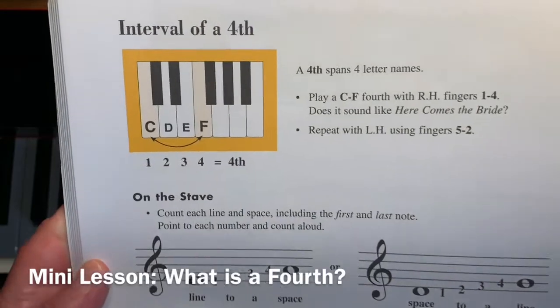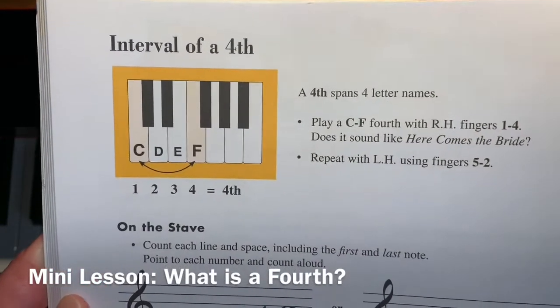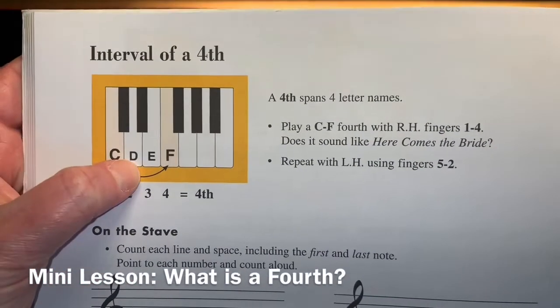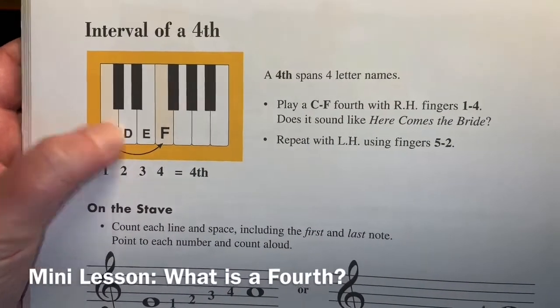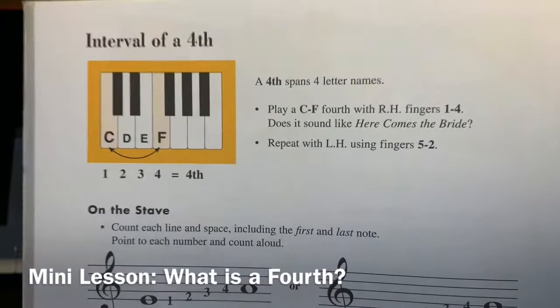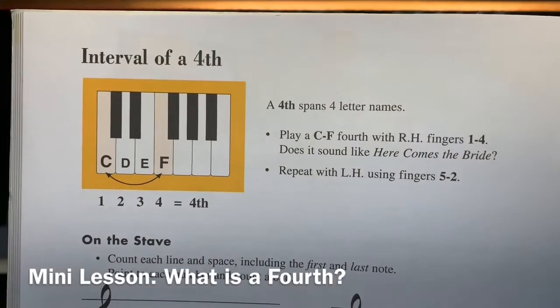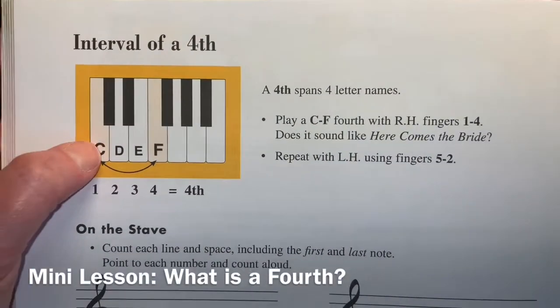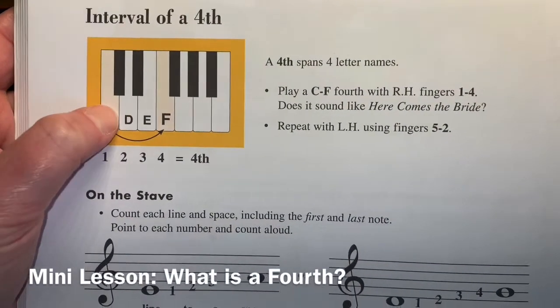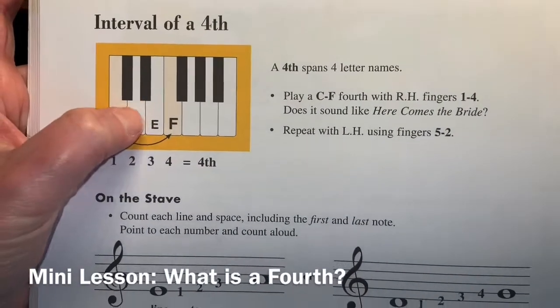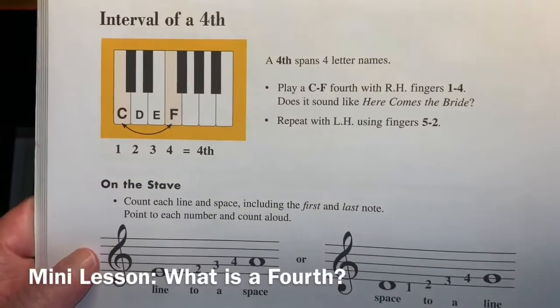We have already learned about seconds. A second are two notes that are right next to each other, like C and D. Number 1, number 2. We have also called second steps before. And we've also learned about thirds. Thirds are intervals that skip over a key. So from C to E is a third. From D to F is a third.